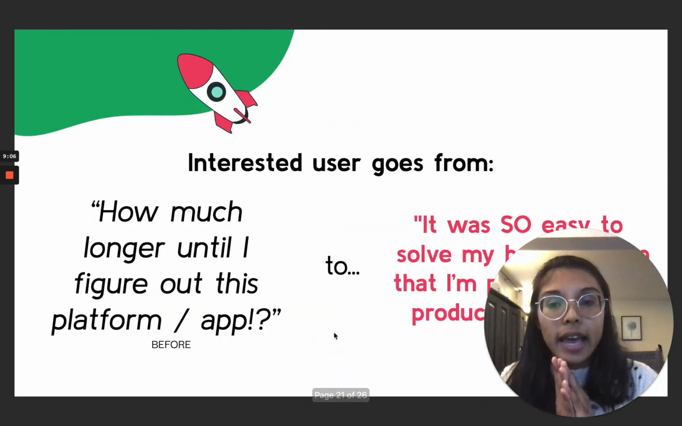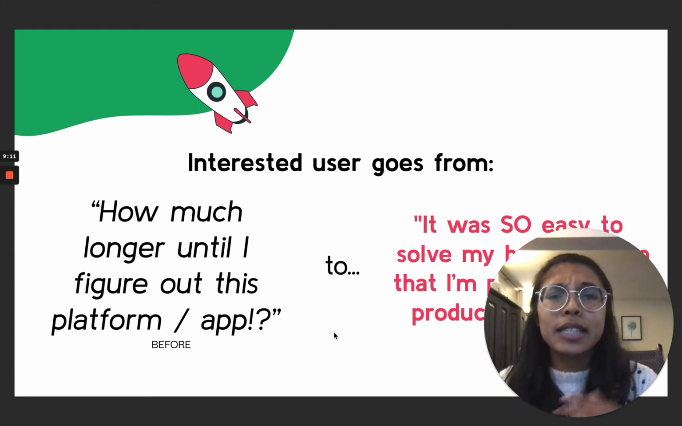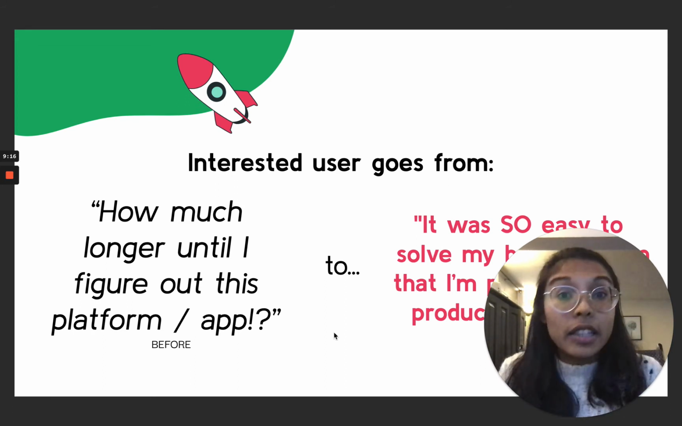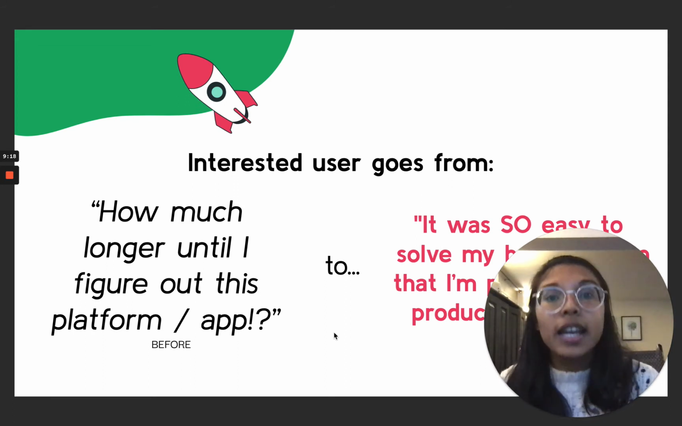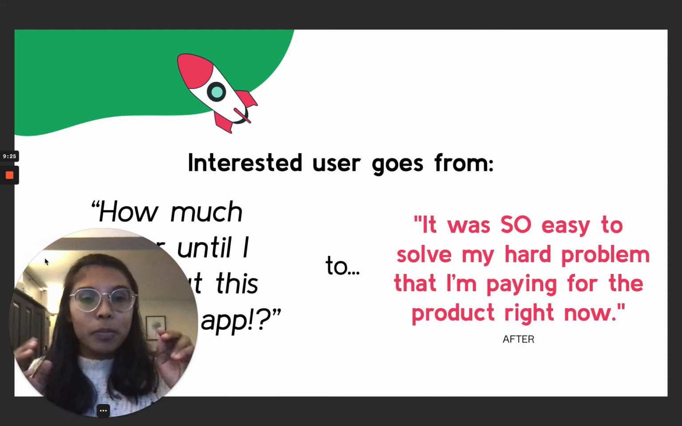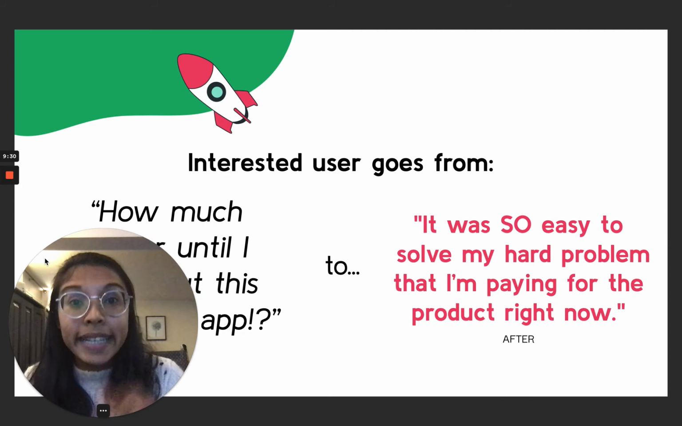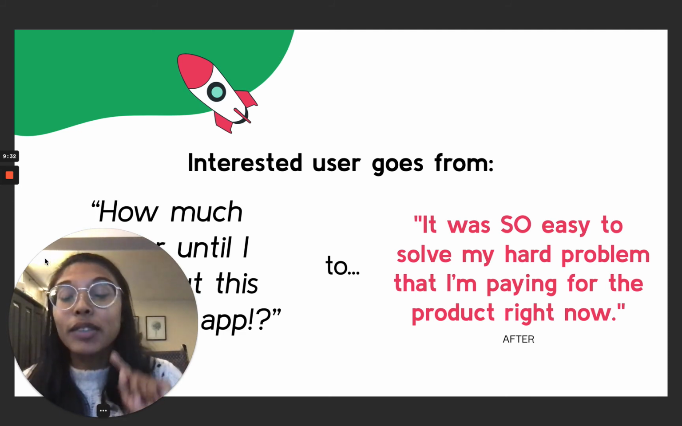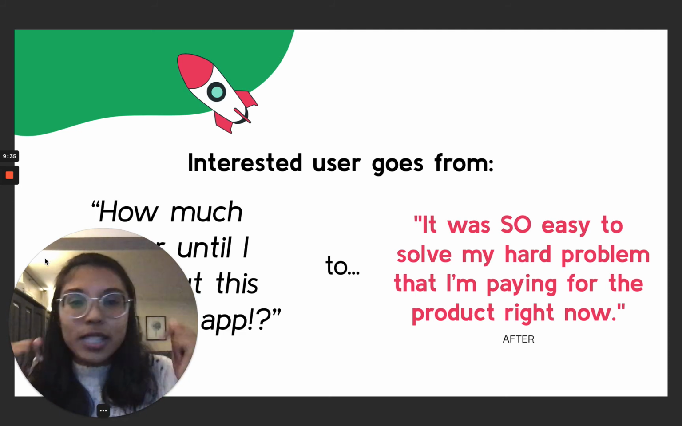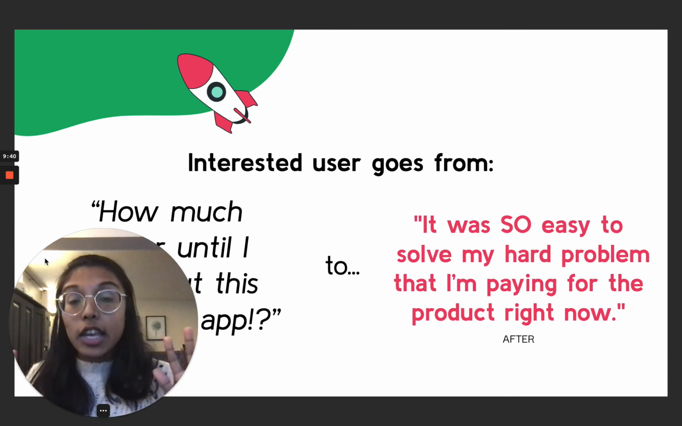The way we're going to do that is we want our interested users to go from, how much longer until I figure out this platform, this app? We all know that. How many times have you gone onto a platform or app and it looks really interesting, and then it's like, oh my gosh, it takes so long to figure out what I really want to do. And we want them to go from that into, oh my gosh, it was so easy to solve my hard problem. I'm paying for this product right now because I know I have to solve that same problem in 2 days, and I just want to have it done with. I just want to pay for the product now so that I don't need to deal with this thing again.